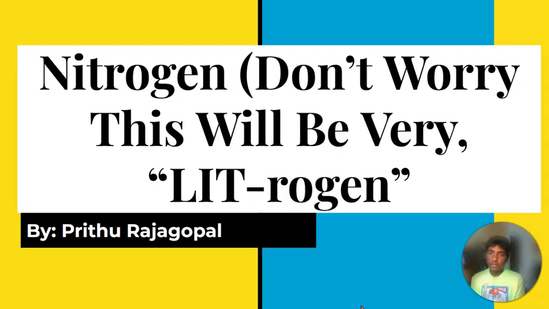Today we're going to go over the seventh element of the periodic table, if you kept track. And the seventh element is nitrogen.